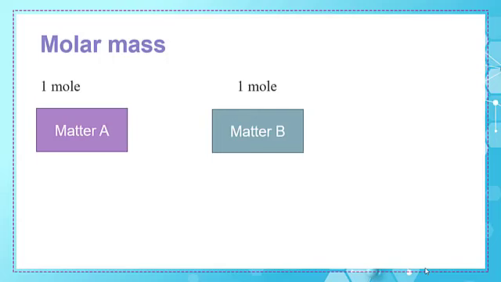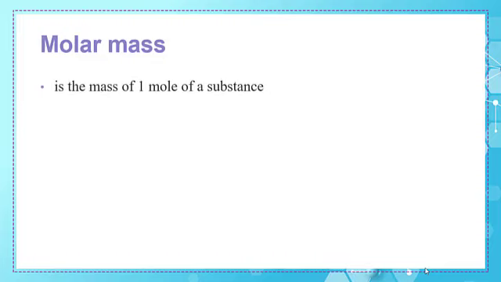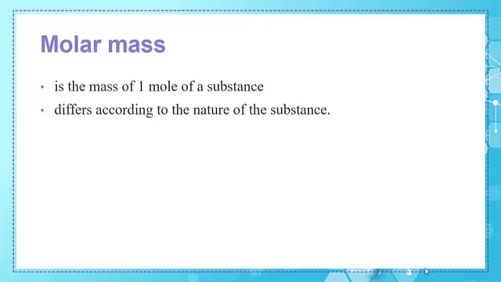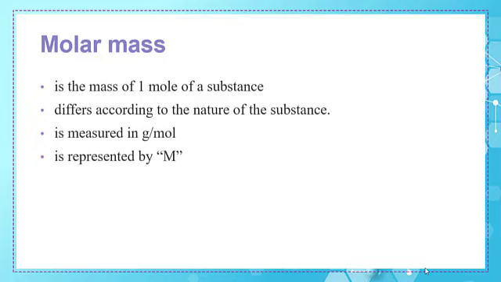The molar mass. If we take 1 mole of matter A and 1 mole of matter B, which are completely different, and we weigh them, we find out that the mass of 1 mole of A is not equal to the mass of 1 mole of B. So the molar mass, which is the mass of 1 mole of a substance, differs according to the nature of the substance. It is measured in gram per mole and represented by capital M. Simply, the rule is capital M, which is the molar mass, is equal to A gram per mole. We substitute the value of A for the atom and the unit is gram per mole.